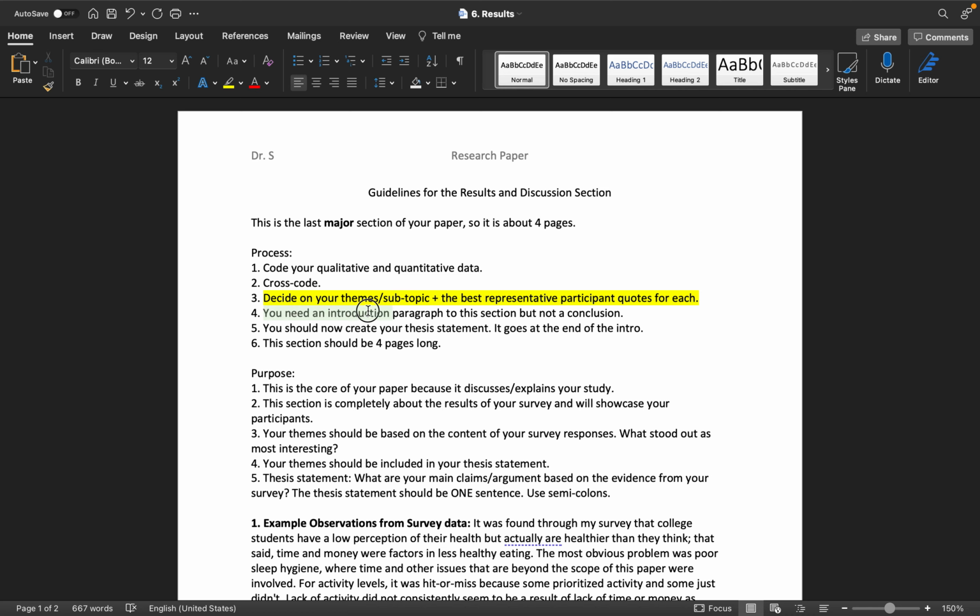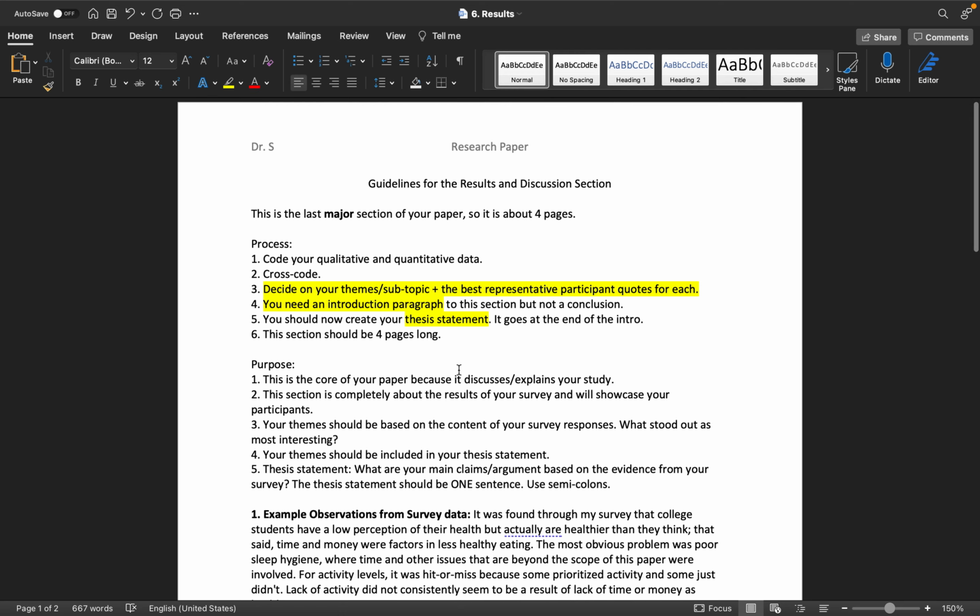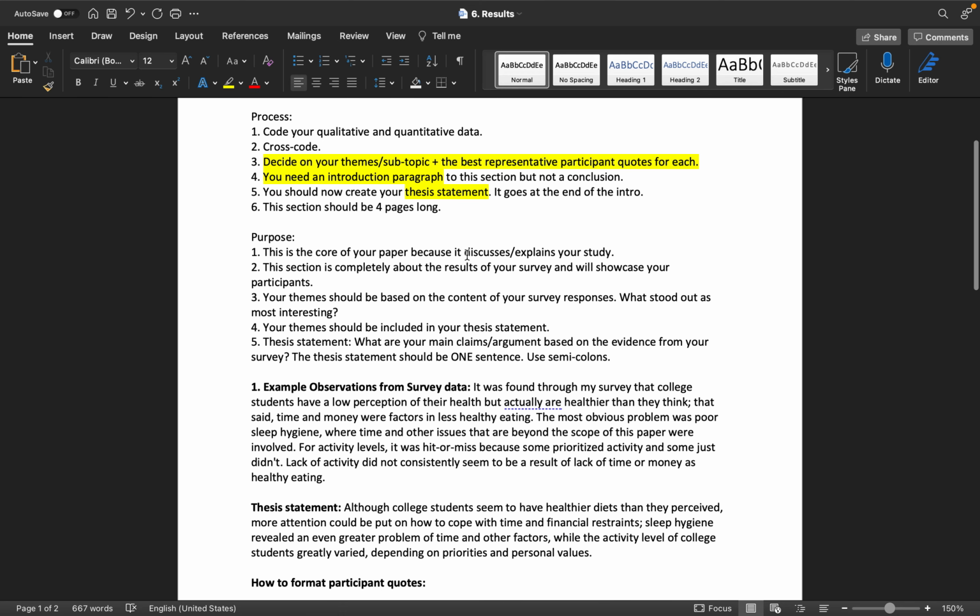So again, you do need an introduction paragraph, and that should contain your thesis statement. And just like any thesis statement, it goes at the end of your introduction paragraph. And it should be about 4 pages long. So basically, this discusses and explains your study. It's completely about the results of your study, and it also showcases your participants.